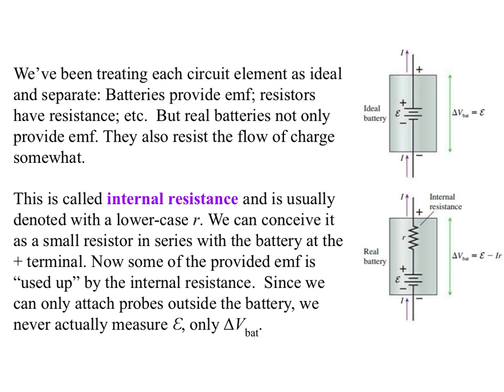This is called internal resistance, and we usually denote it with a lowercase r rather than a capital R, partly because we want it to be small and we want that to remind us of that. We can conceive of it as a small resistor in series with the battery at the positive terminal. Now, some of the provided EMF is quote-unquote used up by the internal resistance. Since we can only attach probes outside the battery, we can never actually measure the EMF E, only the voltage across the battery terminals, delta V bat.